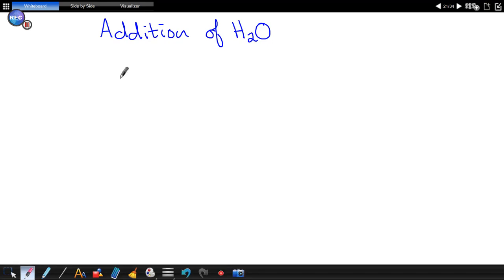So we're busy with addition reactions, and we're going to do addition of water now. What is this addition reaction called? It is called hydration.